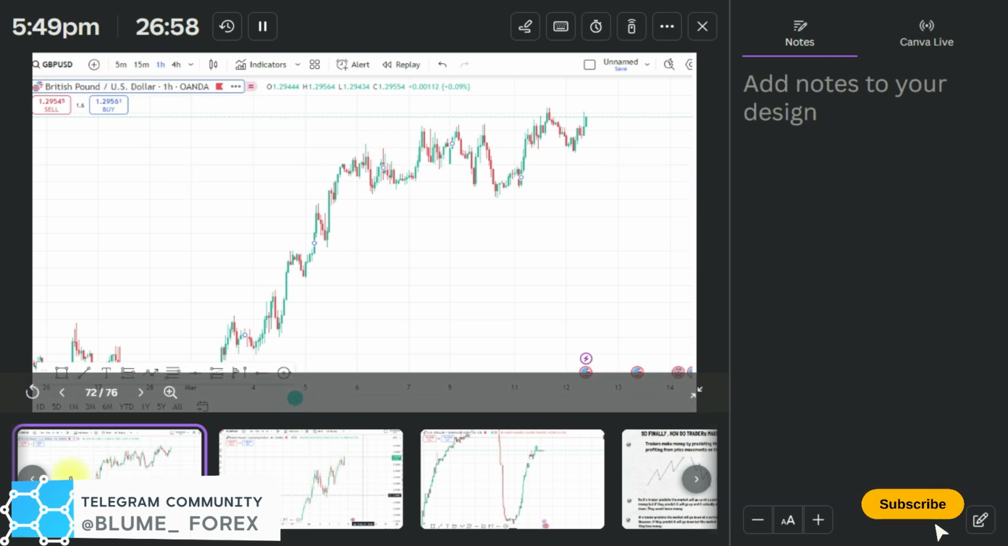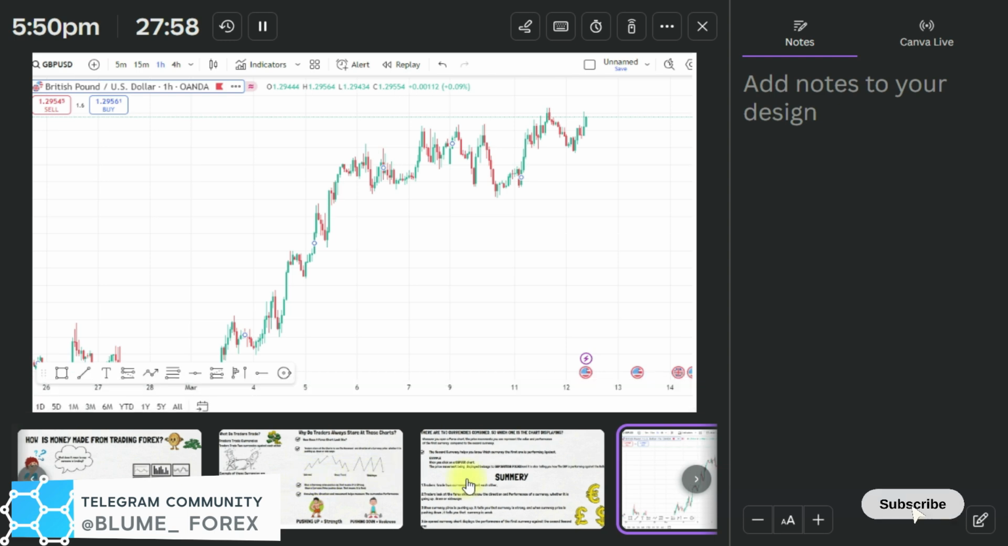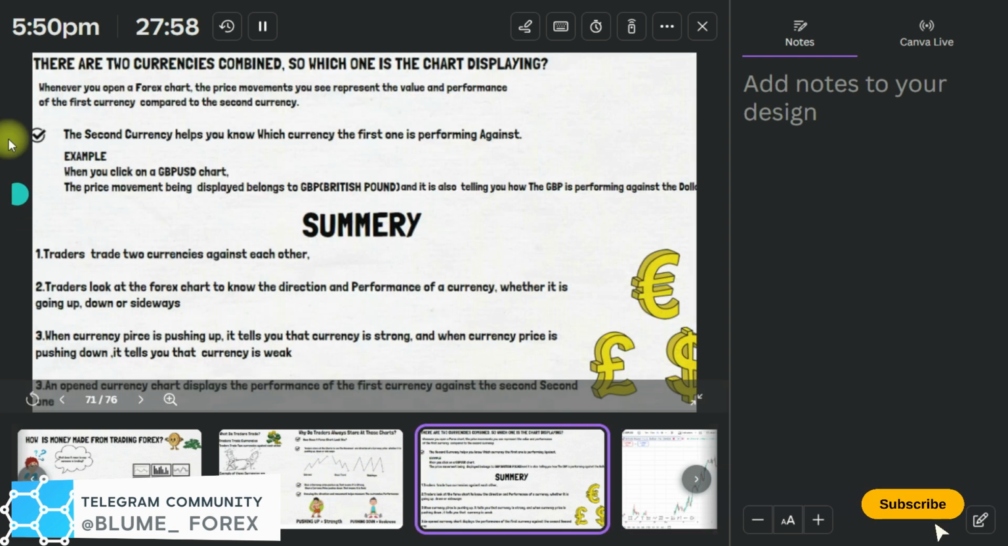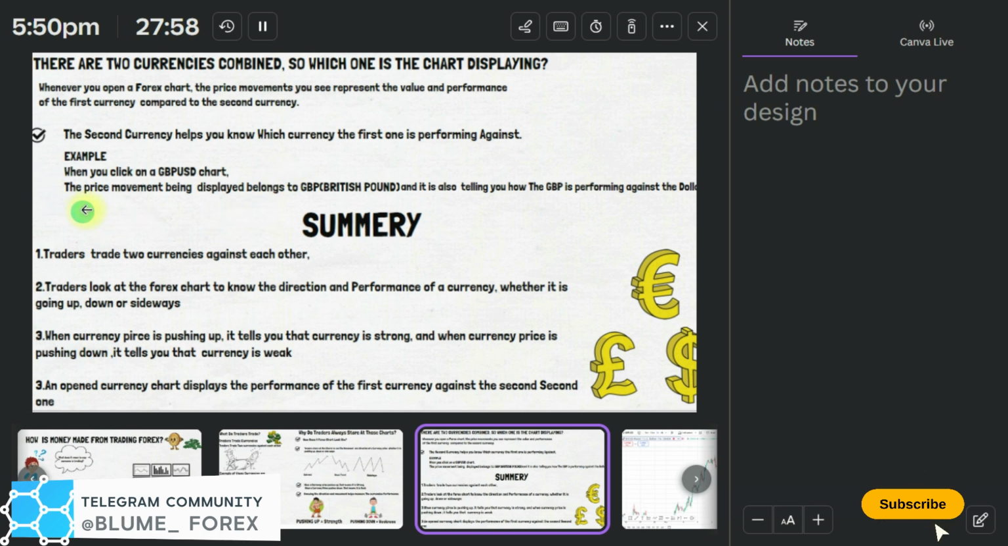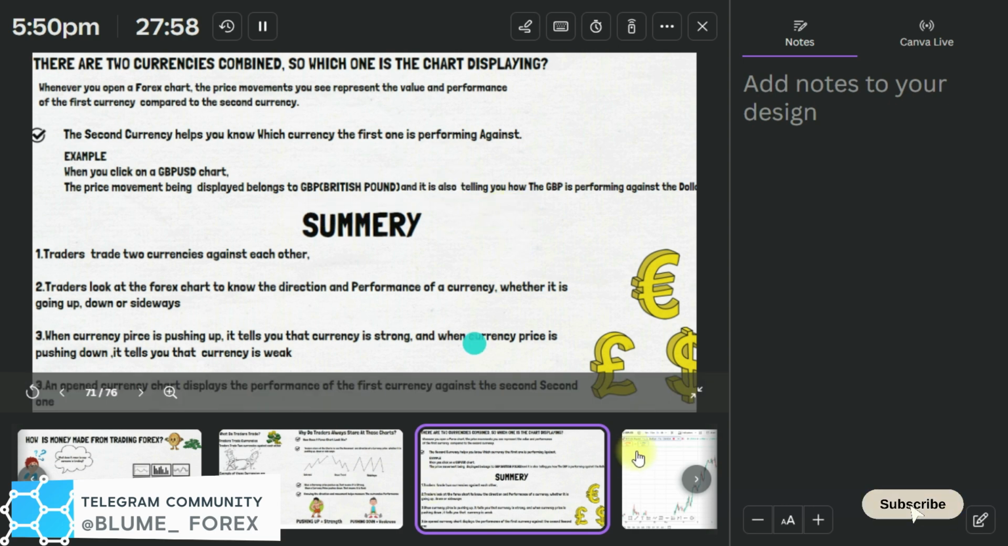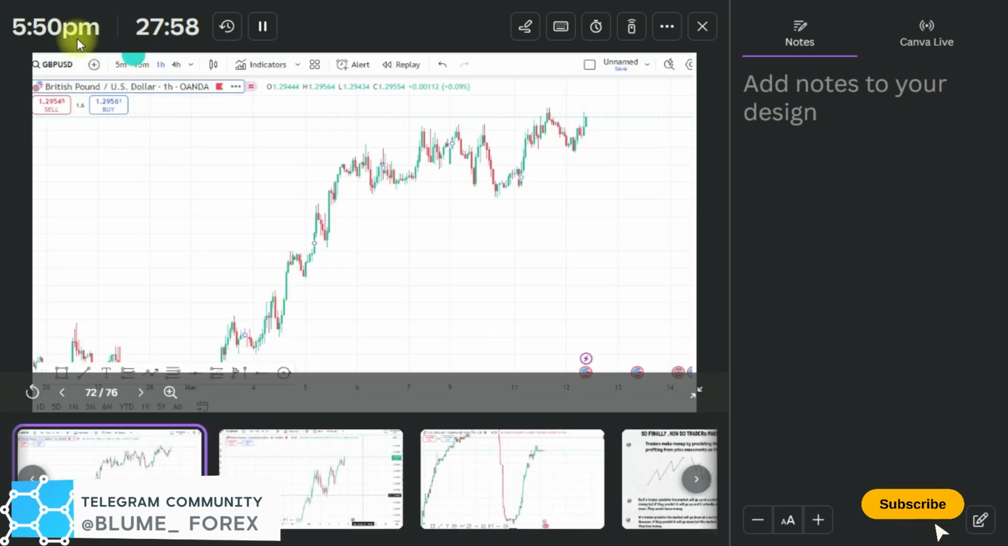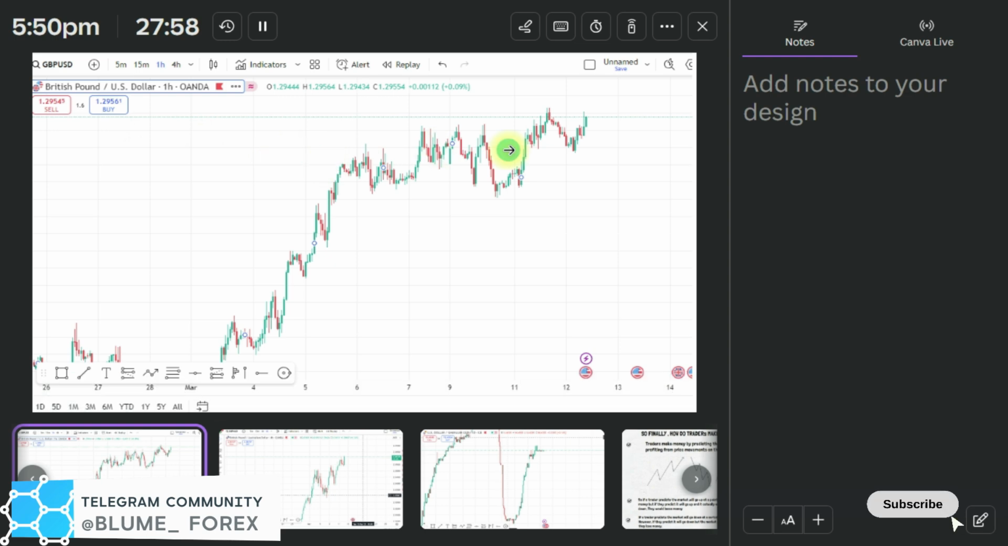Yes, so I think it's very clear now. When you click on a GBP USD chart, the price movement being displayed belongs to the British pound, and it's also telling you how the pound is performing against the dollar. I think this is very understandable, right? So in this case, it's telling you that the pound is just destroying the dollar. That's why it's pushing up, and now you need $1.29 to buy what? A pound.